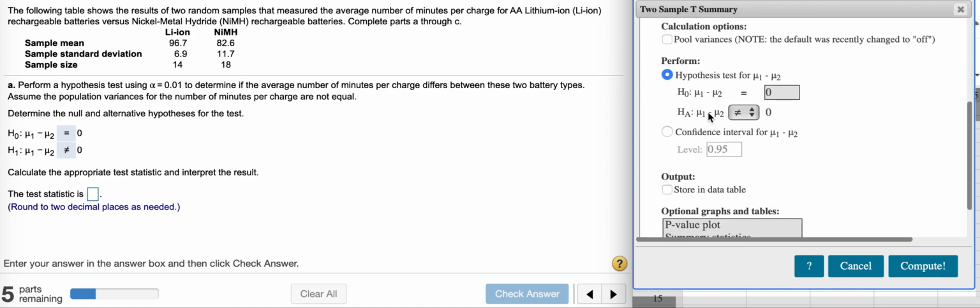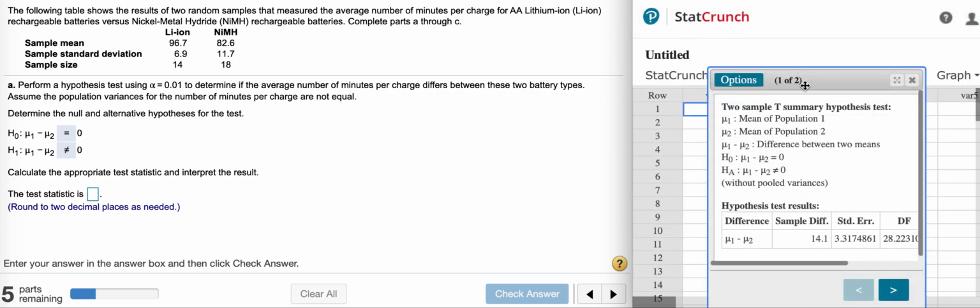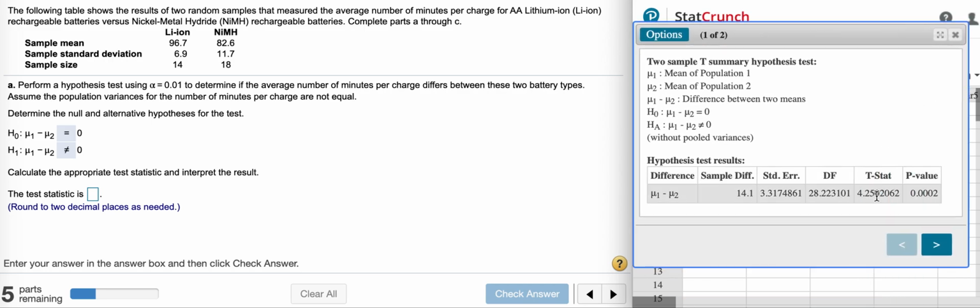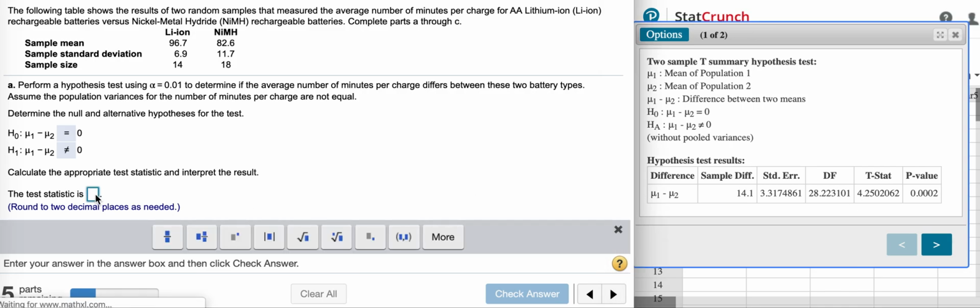In this case, we are to assume that the population variances are not equal, so we will not use pooled variances. We will not check that box. Here are the hypotheses: the difference is equal to 0 and not equal, already done. Here if we press compute, we'll have our results, and here we have our test statistic. Our t-value here is 4.25. So we'll enter in 4.25.